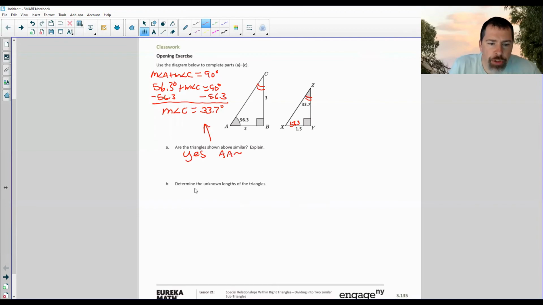B says to determine the unknown lengths of the triangle. Well, it's a right triangle, so A squared plus B squared equals C squared. Thinking faster than I could write. A is the side opposite angle A, so that's 3 squared plus B is this hypotenuse. Whoops, time out.